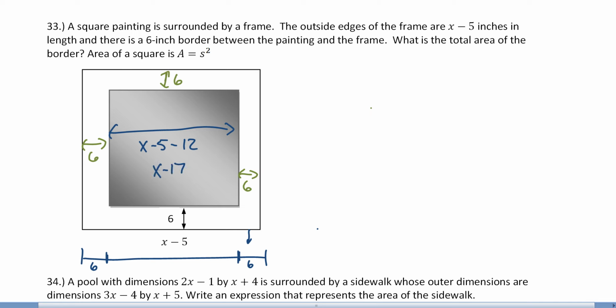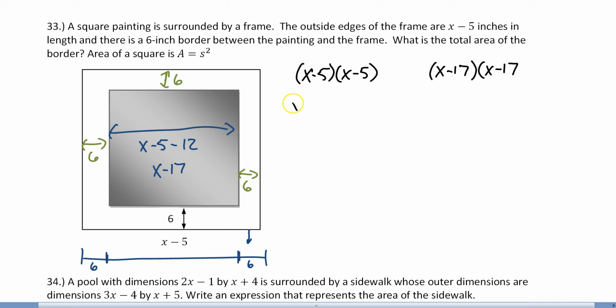All right. And so if each of these is a square, you can think of area of a square, it says right there in the problem, as area equals the side squared. Or you can just think of it as length times width, but the length and width are the same each time. And so if I want the border, really I'm just going to get the area of this entire thing and then take away the area of the painting. Okay? And so the area of the whole thing would be x minus 5 squared, or x minus 5 times x minus 5. The area of the painting would be x minus 17 squared, or x minus 17 times x minus 17.